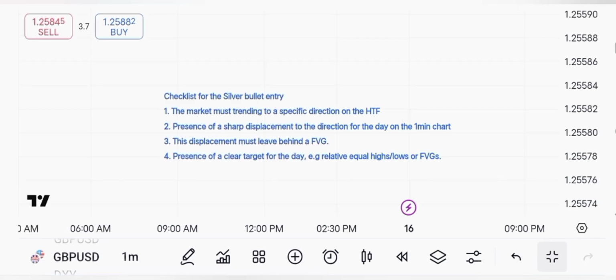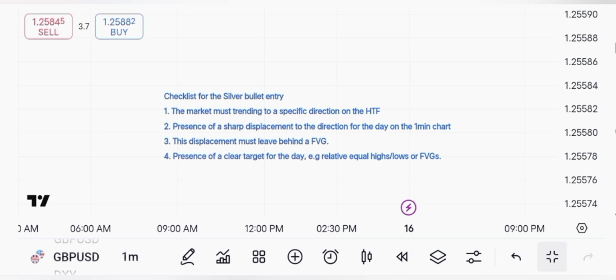All right, so here's the checklist. That's the list of things I like to see first before taking a silver bullet entry. So first things first, I like to see a very clear trend in a specific direction on the higher time frame, whether it be bullish or bearish. So when I see this clear direction, the next thing I do is to go down to the 1 minute chart and wait for the 3 a.m. silver bullet sweet spot and wait for a sharp displacement in the direction of the day.